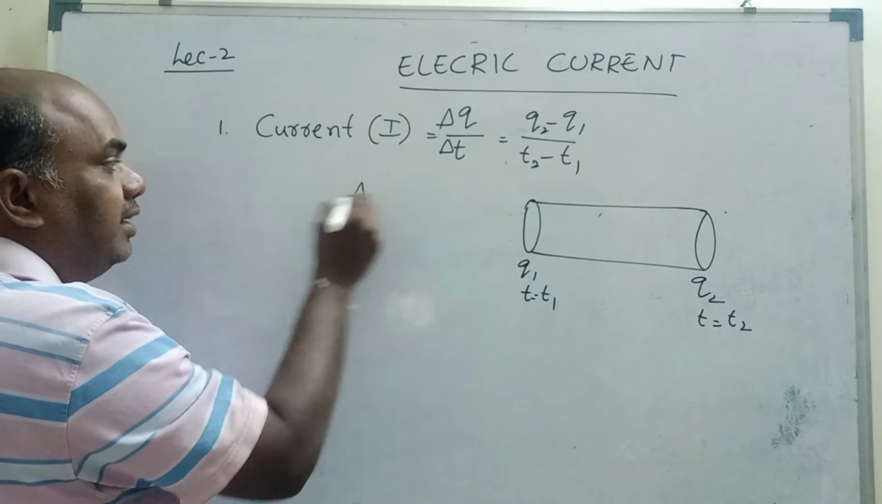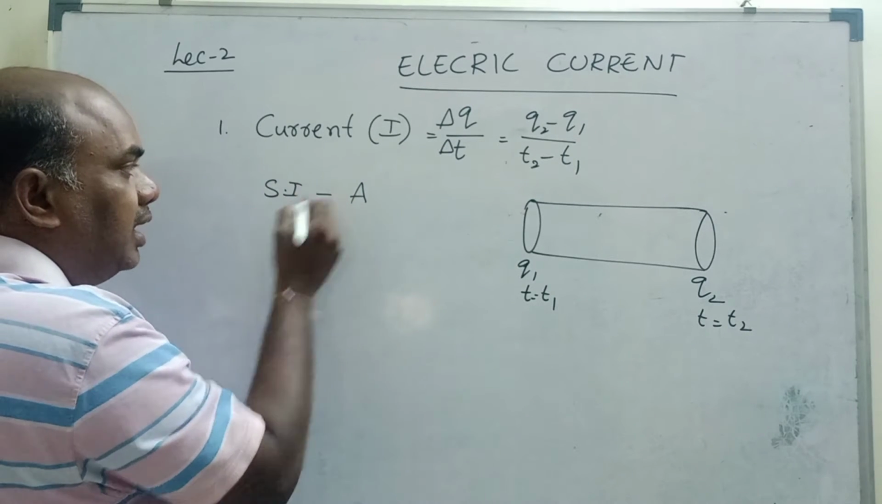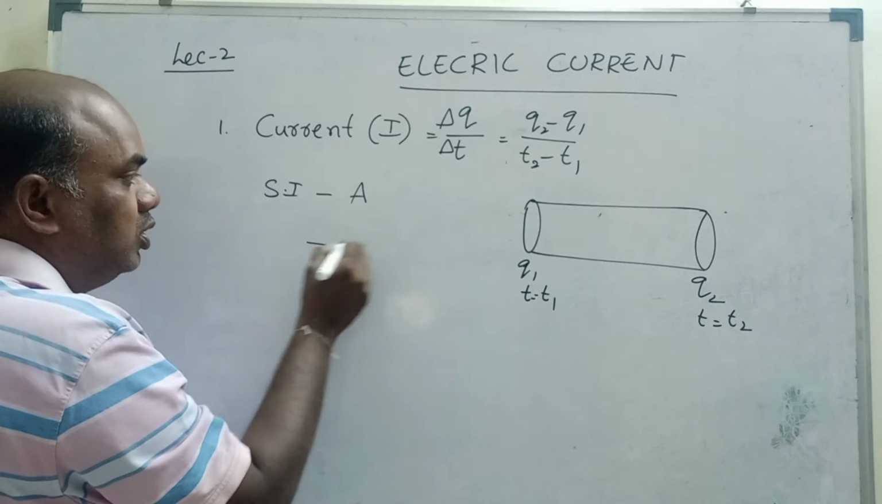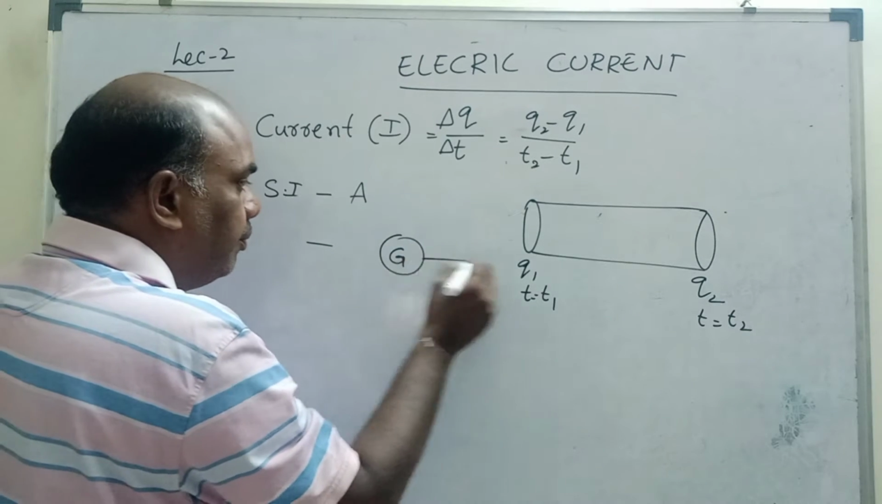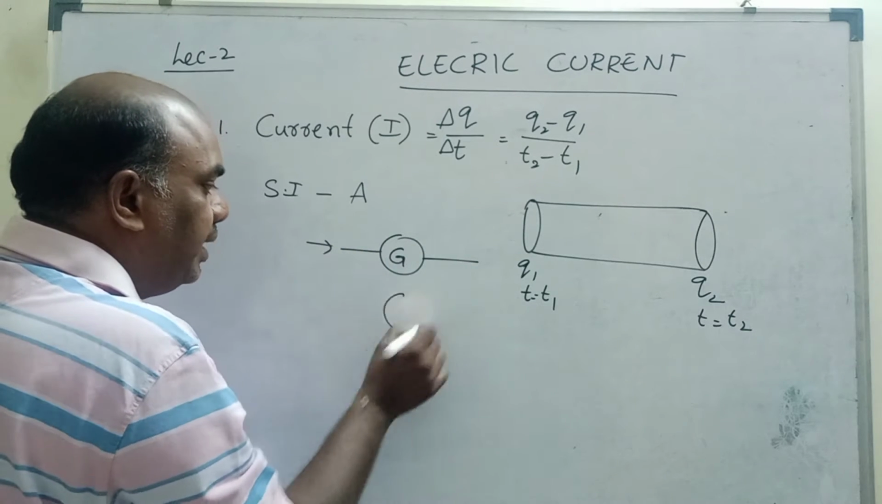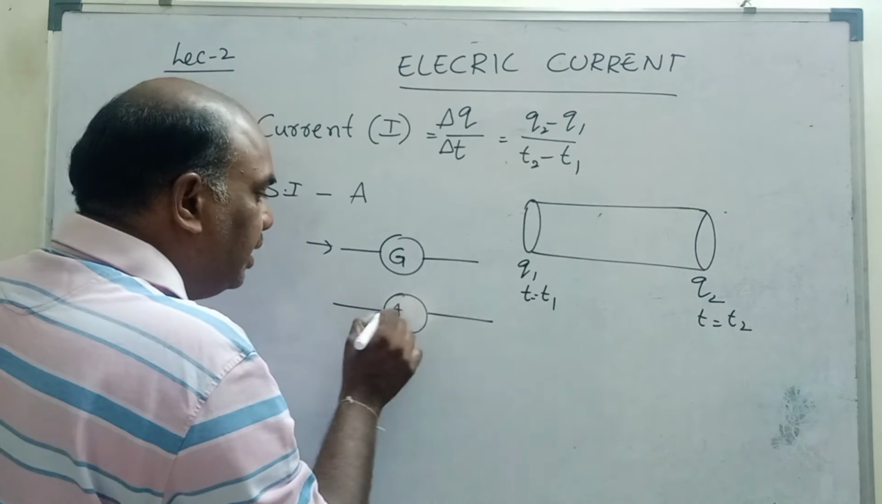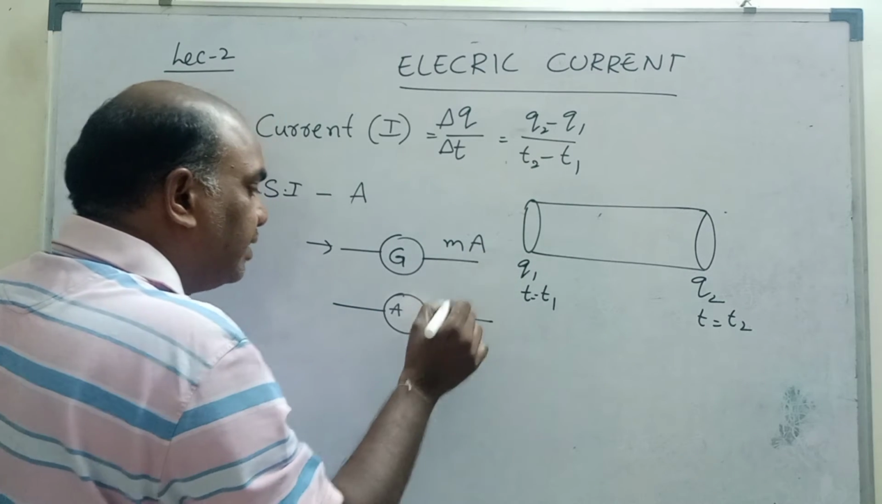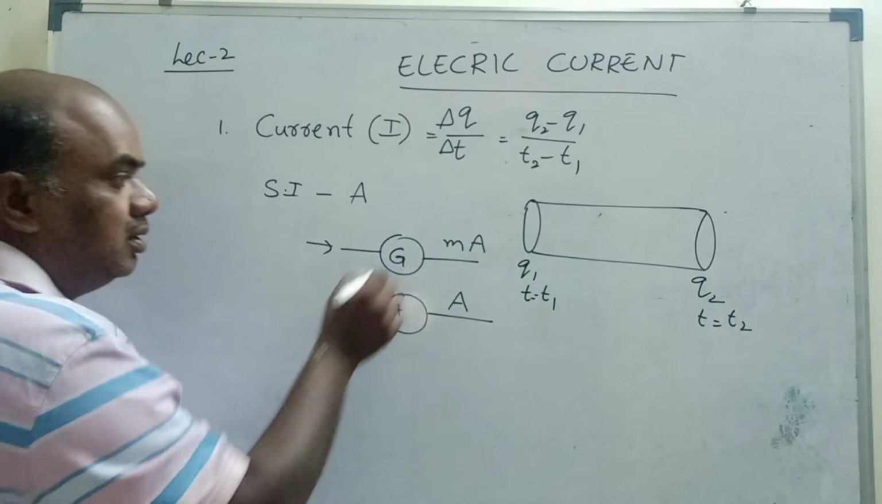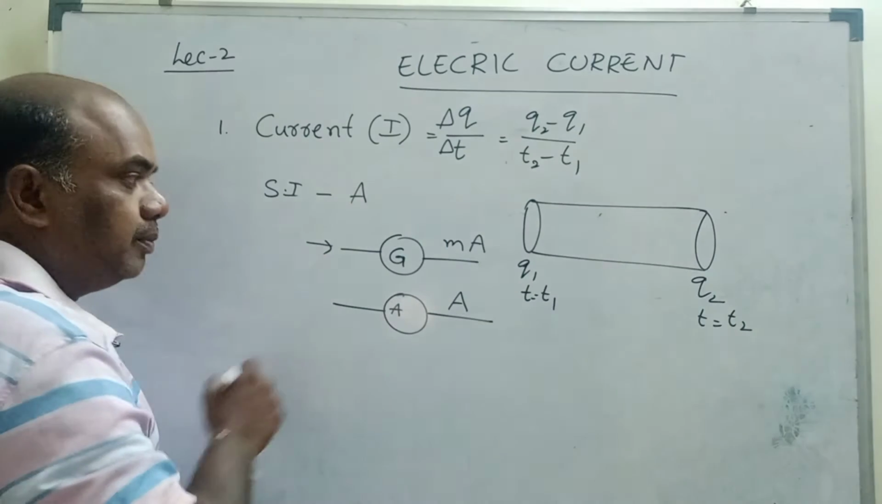The SI unit of current is ampere. To measure current, we have two instruments. One is the galvanometer, the second one is the ammeter. The galvanometer measures current in milliampere, whereas the ammeter measures current in ampere. These two must be connected in series.